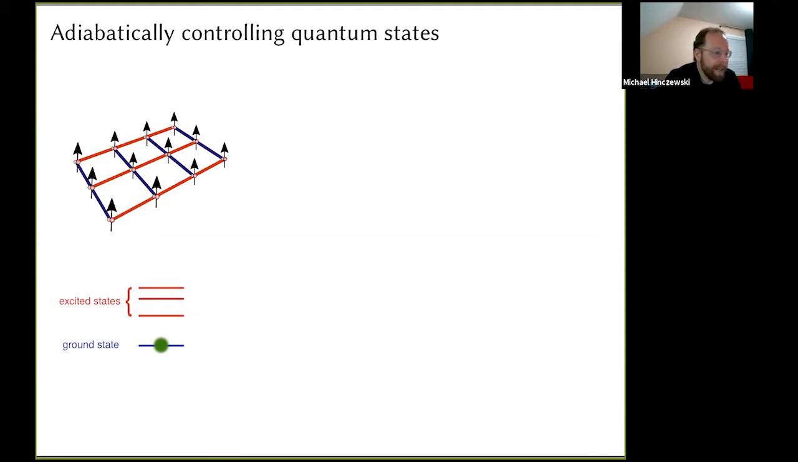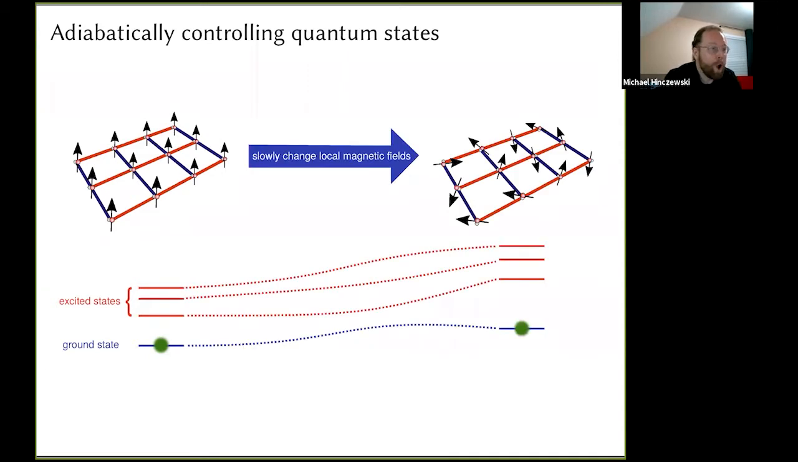And then if I manipulate this system, so if I now slowly change my local magnetic fields to their final configuration, we know that if we do this slowly enough, we're guaranteed by something called the quantum adiabatic theorem to always remain in the ground state of our system as we make this perturbation.